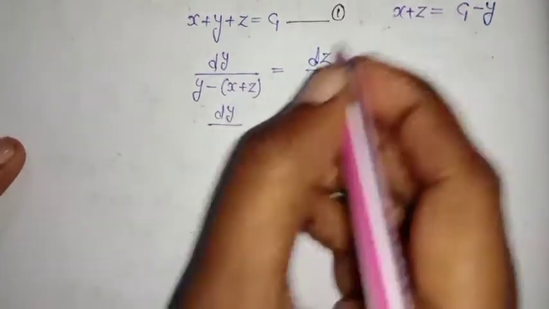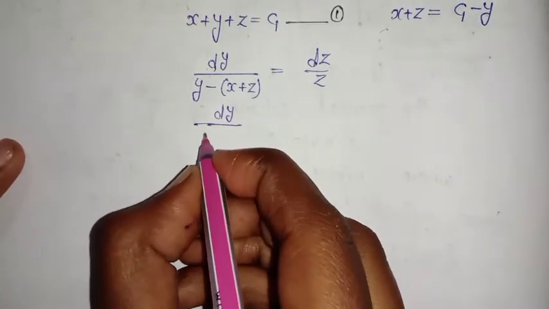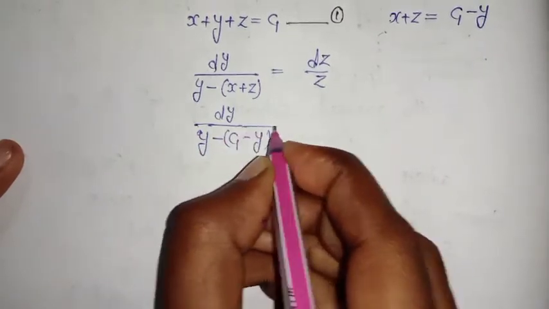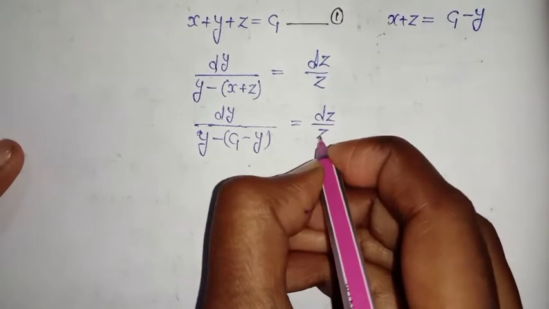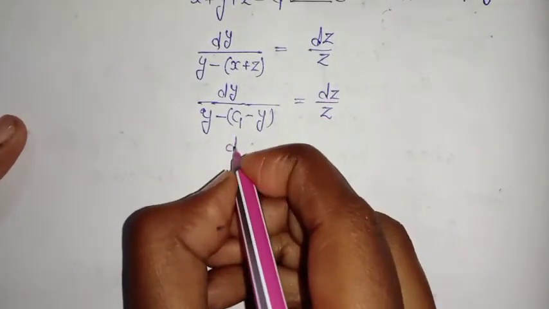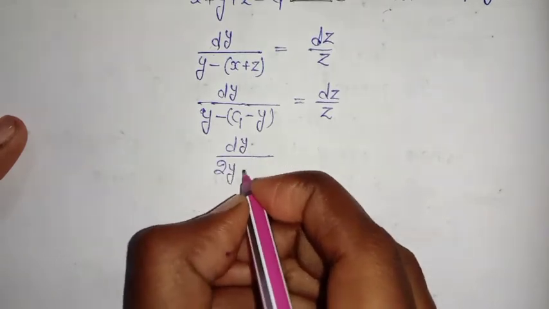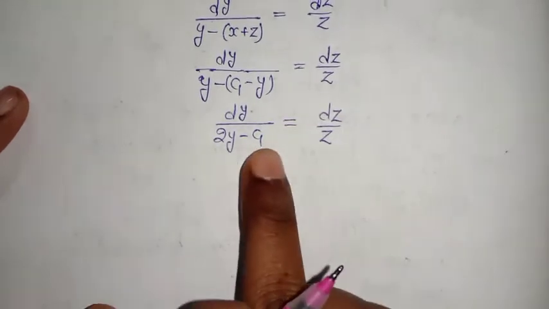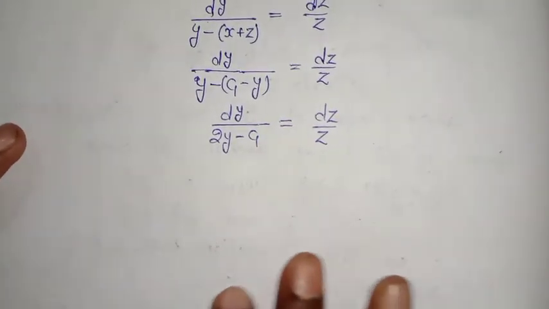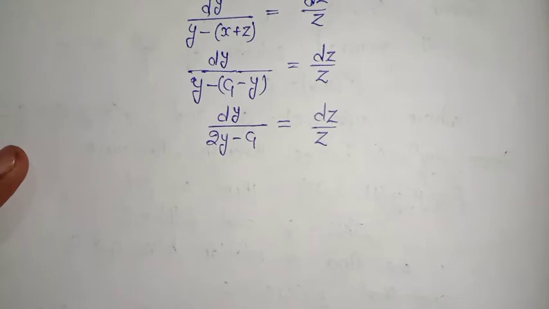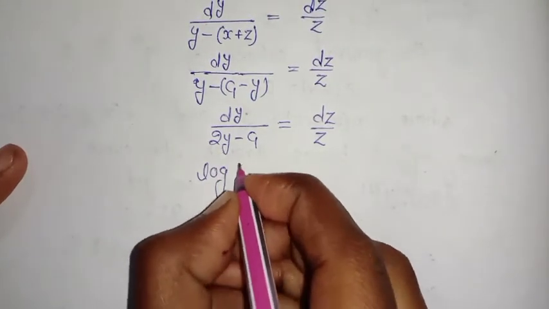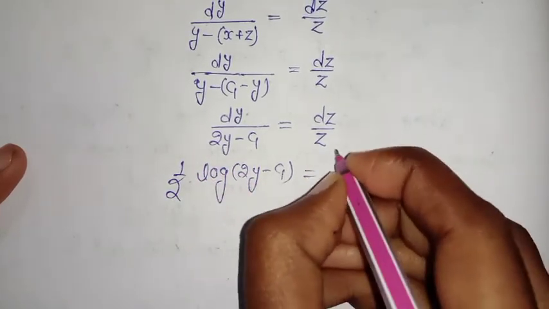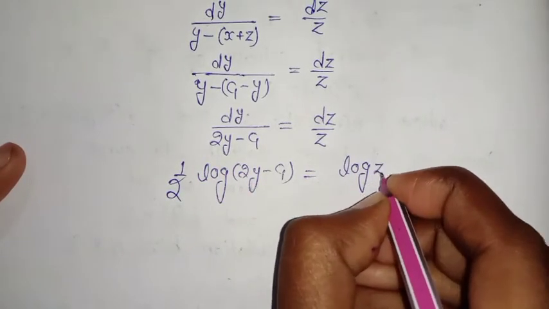If I write this equation with the help of this, it can be written as dy upon y minus (c1 minus y) equals dz by z, and this can also be written as dy upon 2y minus c1 equals dz by z. Now you can see this is reduced to variable separable form, so we can easily integrate it, and after integration it gives (1/2) log (2y minus c1) equals log z plus log c2.